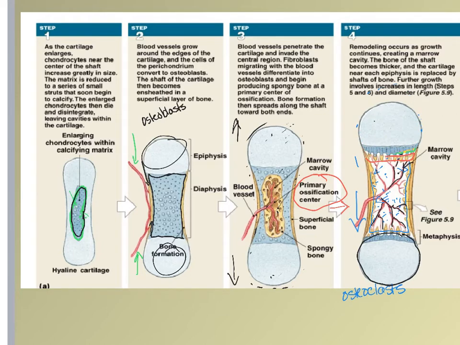What will eventually happen, especially once you hit puberty, is that this area of bone growth right here will start to speed up, and it will start to grow much faster than the chondroblast can lay down cartilage, and then eventually all of this will become bone.